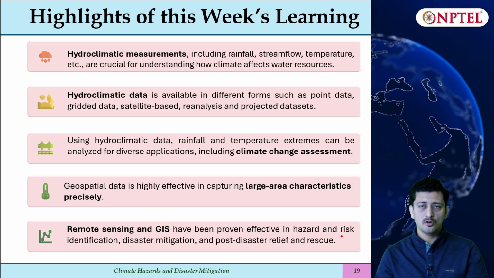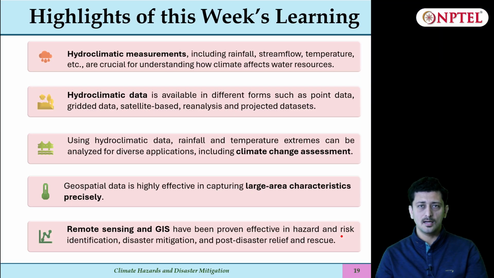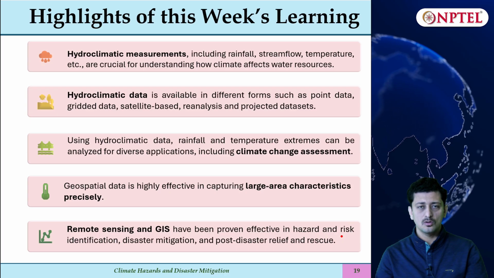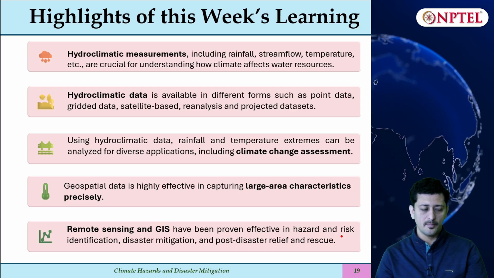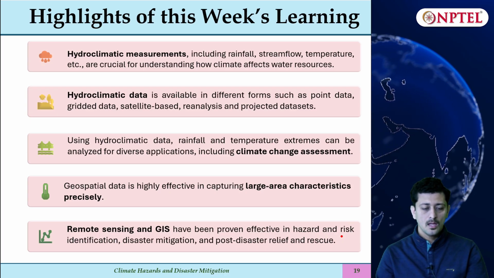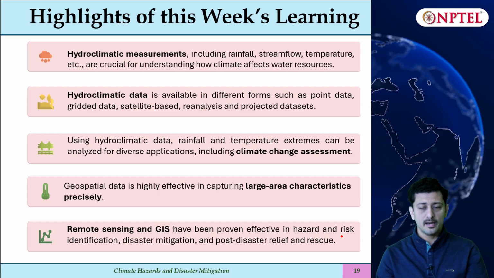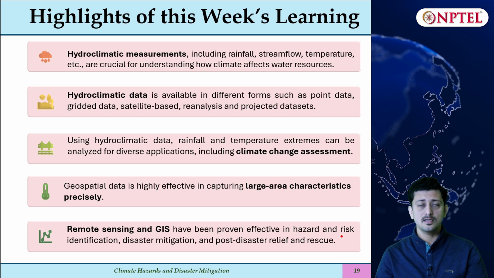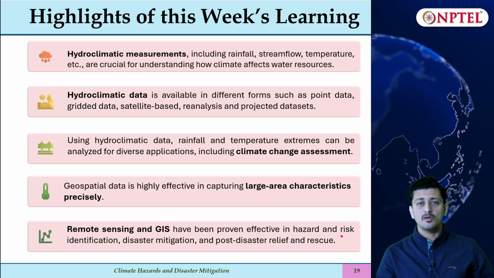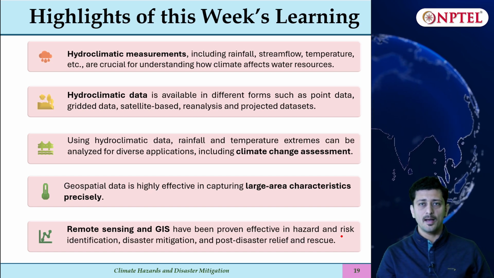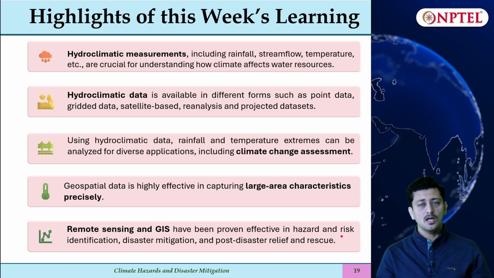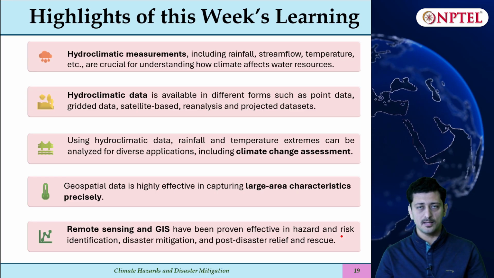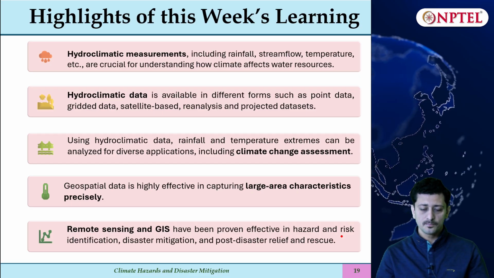Using this hydroclimatic data, we can analyze rainfall and temperature extremes, and we can use it for diverse purposes including climate change impact assessment. Then we will use the geospatial data because it is highly effective in capturing large area characteristics in a very precise manner. So we can prepare hazard maps and vulnerability maps that can help us pre-disaster and during the disaster, as well as post-disaster planning.